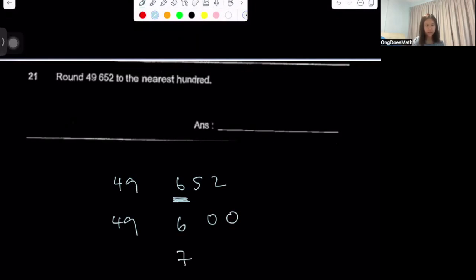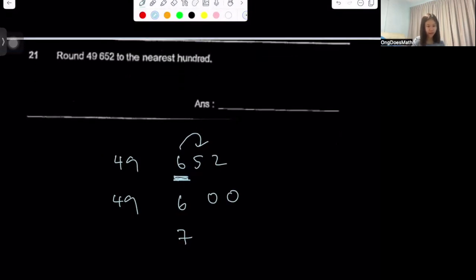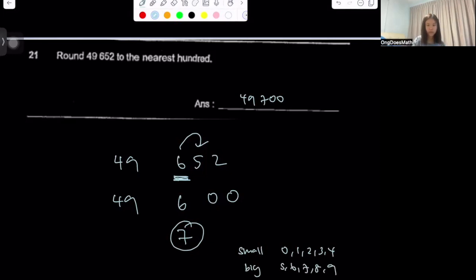So whether it's 6 or 7 is dependent on your neighbor next door, onto the right. Right is always right. So you look at your neighbor 5, right? Is 5 a huge number? Yes, which means you have to round up, right? Hence answer is 49700. What is considered a small neighbor are numbers like 0, 1, 2, 3, 4. Big neighbors are neighbors like 5, 6, 7, 8, and 9. Cool?